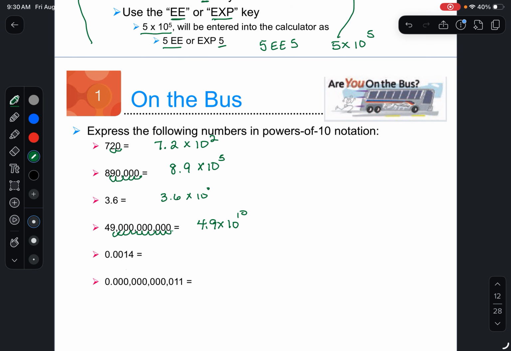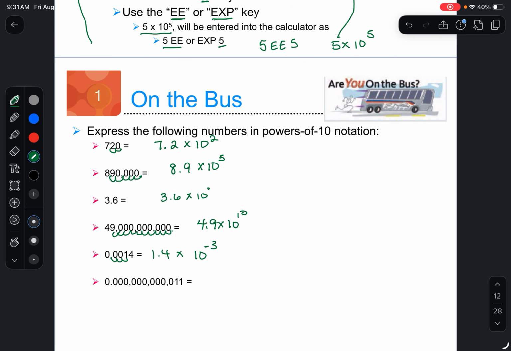Now our next one is a small number. So we're going to move 1, 2, let's erase that. That did not come out good. So let's start over. So here we're going to go 1, 2, 3. So we're going to have 1.4. Because it's a small number, it's going to be 10 to the minus 3.